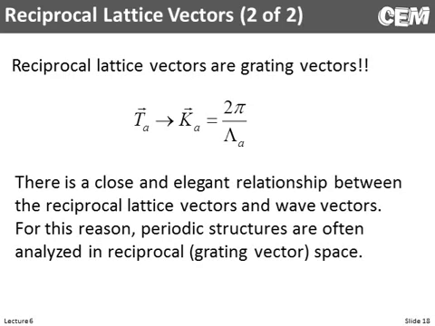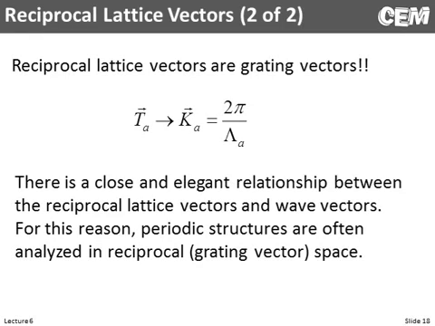Now, we just described a grating vector, which was perpendicular to the grating planes and had a magnitude 2 pi divided by the spacing between the planes. I'm sorry, that's exactly what a reciprocal lattice vector was. We paired off our direct lattice vectors, formed planes, and calculated reciprocal lattice vectors from that, which were perpendicular to the planes with a magnitude 2 pi divided by the spacing between the planes. So reciprocal lattice vectors and grating vectors are the same thing.